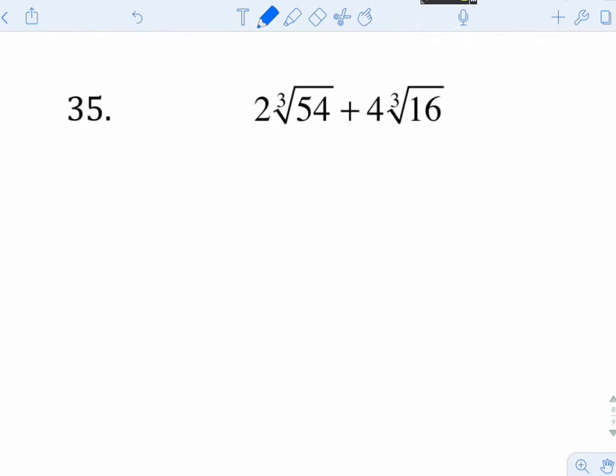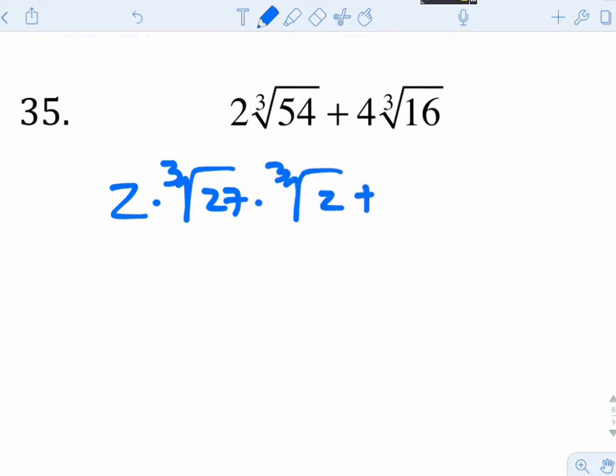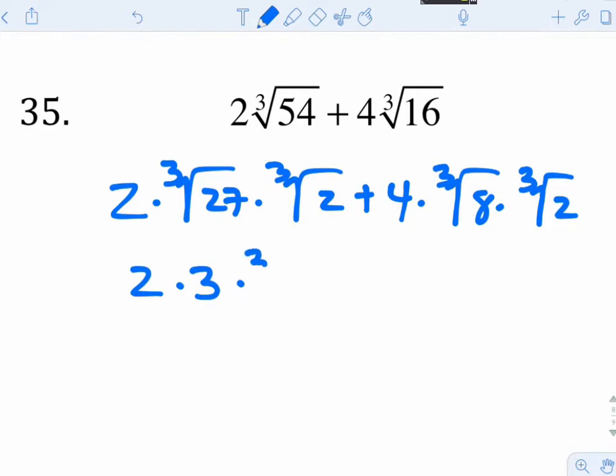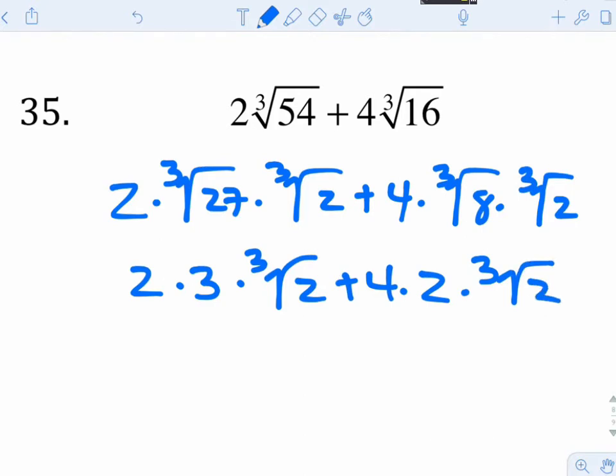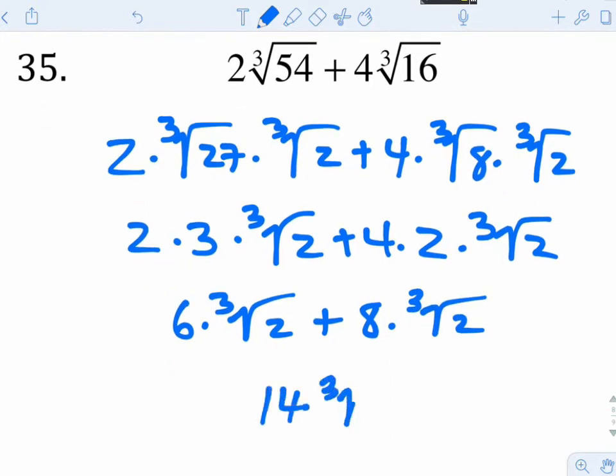All right, same idea. We've got a cube root, or a third root, and a third root, but our radicands are not the same. Hopefully, we can simplify these, and maybe the radicands will be the same so we can add them. Let's see, the third root of 54, I think we can write as the third root of 27 times the third root of 2. And the third root of 16, I think we can write as the third root of 8 times the third root of 2. And this is pretty sweet because the third root of 27 happens to be 3, and the third root of 8 happens to be 2. So we end up with 6 third roots of 2 plus 8 more third roots of 2 for a grand total of 14 third roots of 2.